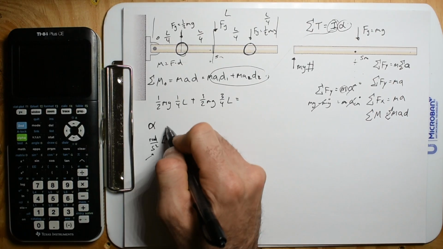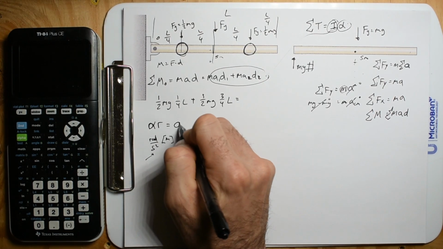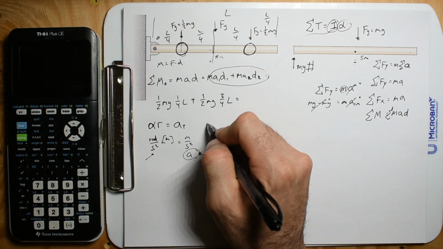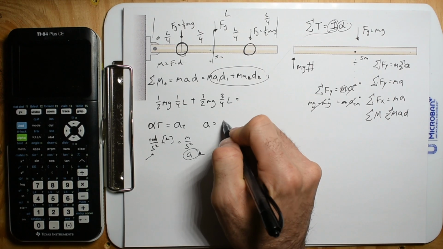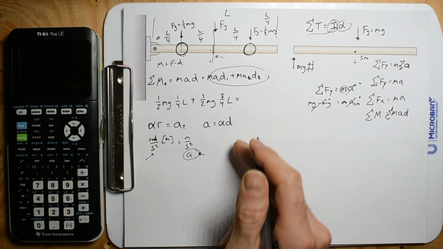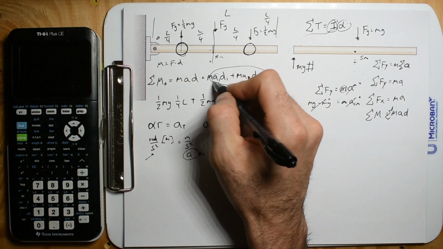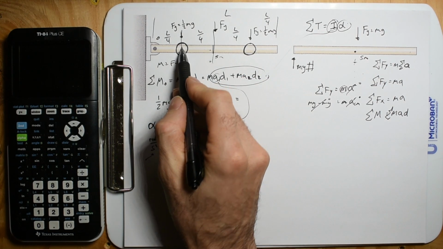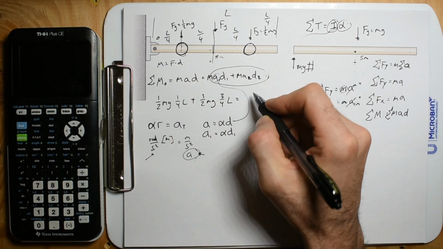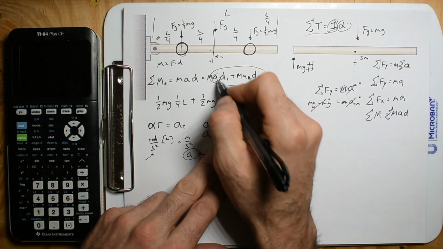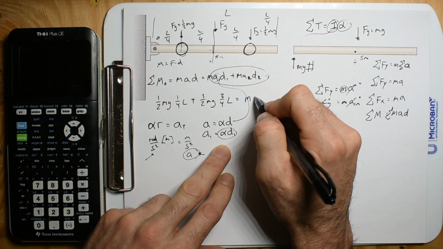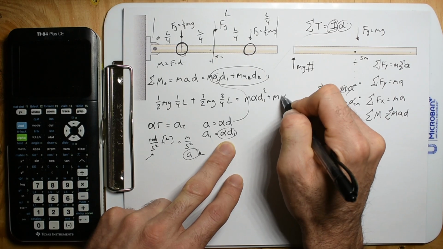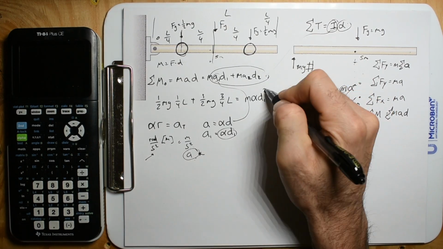So we're going to say that angular acceleration times the radius is just the tangential acceleration. And we can write this another way. We can say acceleration is angular acceleration times the distance, and that's what we're going to input right into there. So we can say a1 is equal to angular acceleration times the distance to 1. And we already have the distance to 1. So if we substitute this in, we're going to have m times angular acceleration times d1 squared plus m times angular acceleration times d2 squared.